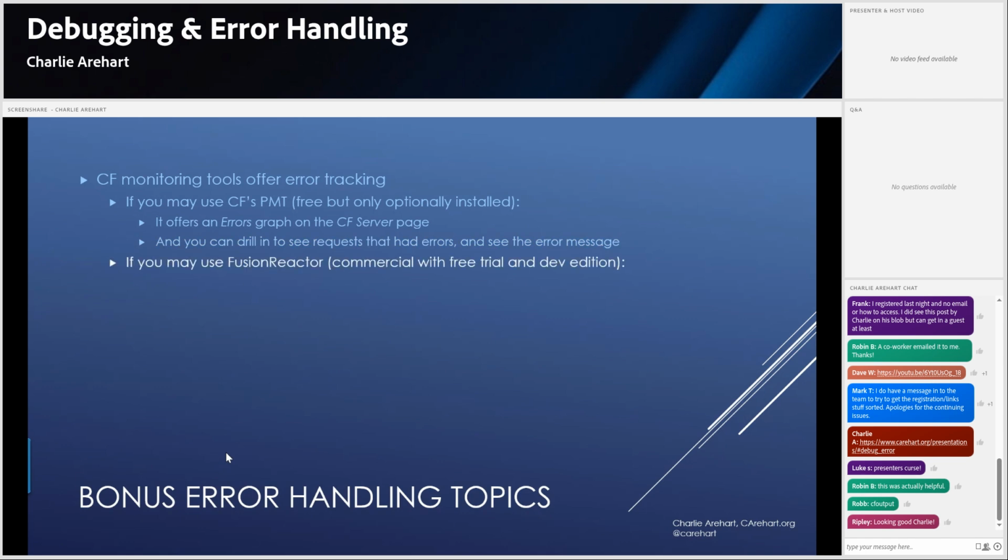And then if you have FusionReactor, which is commercial with a free trial and a developer edition, they offer a request error history page showing the most recent 100 requests that had errors by default. And you can drill into them to see an available tab called error, and you can see the error that happened in there.